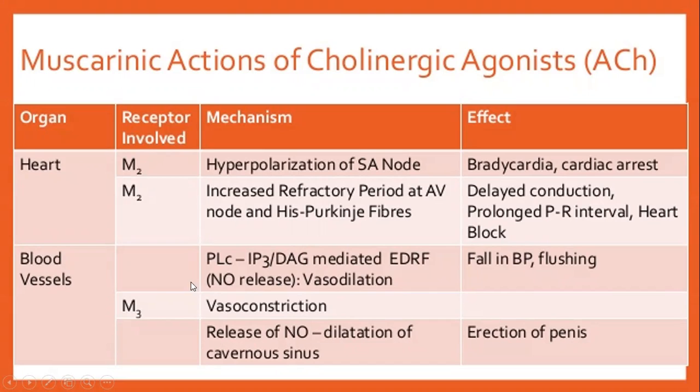Okay, but in some situation, what situation? When the endothelium is damaged by any other diseases, then what will happen? That acetylcholine is diffused to vascular smooth muscles, so it causes the vasoconstriction effect.